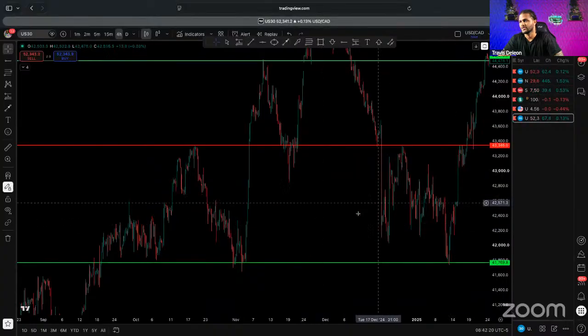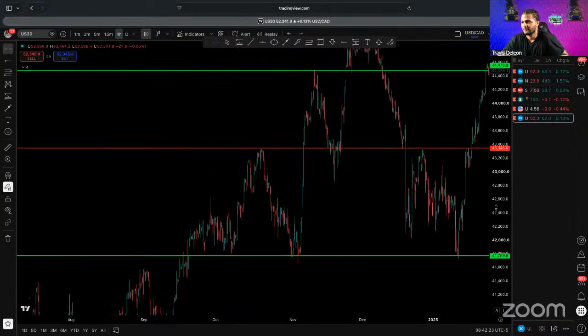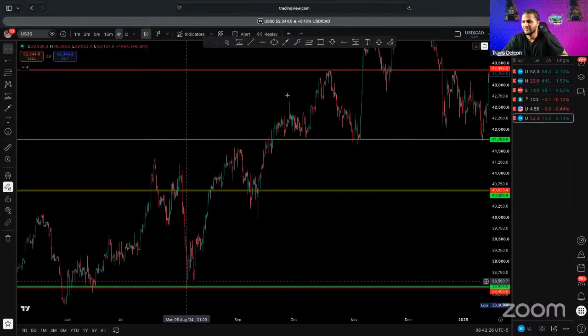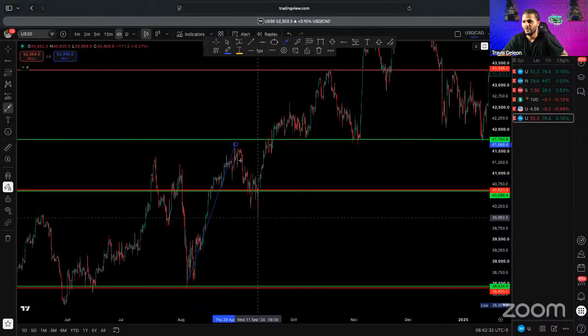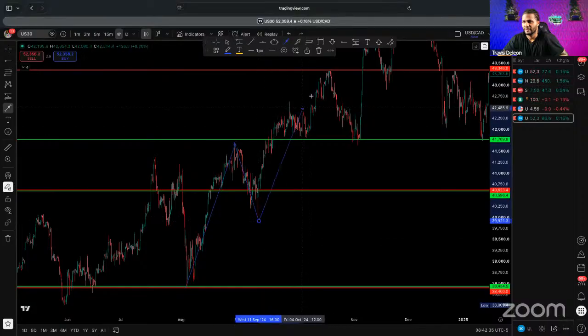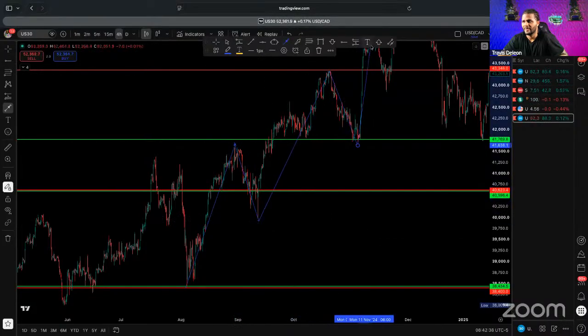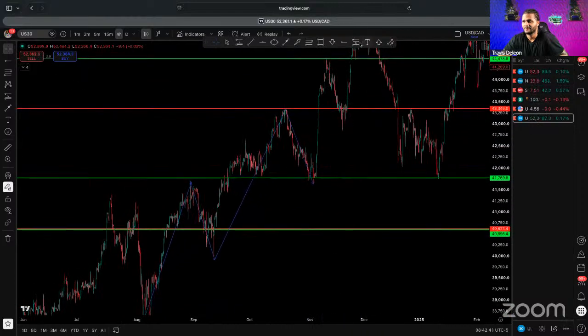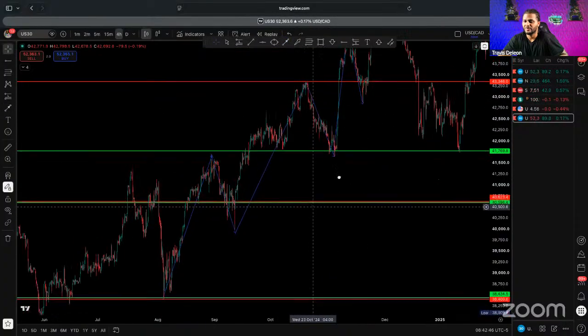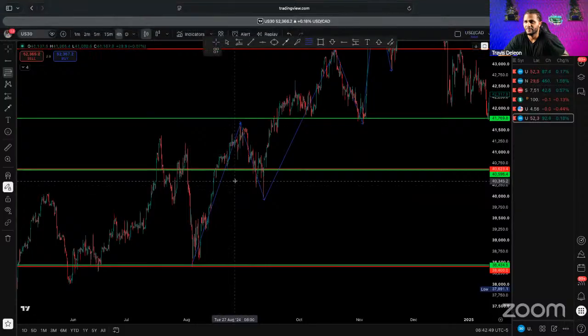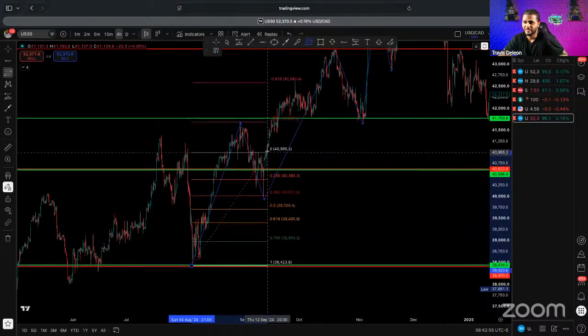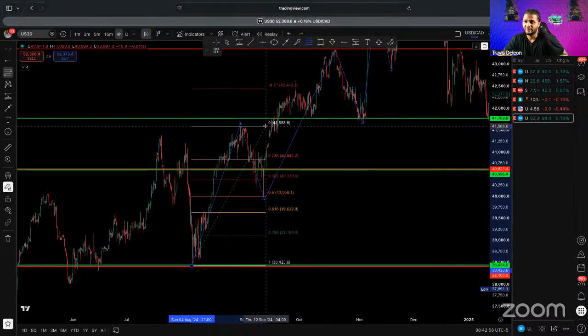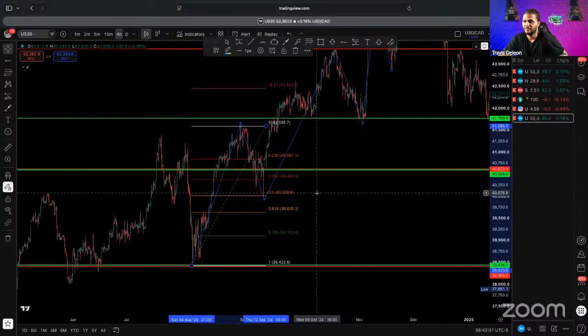Right here again. So price, as you see, is coming up, making a higher high, lower high, higher high, lower high, higher high, lower high. So with that, all we have to do is, once we get a push off from my weekly level, draw my fib. And what do we do?